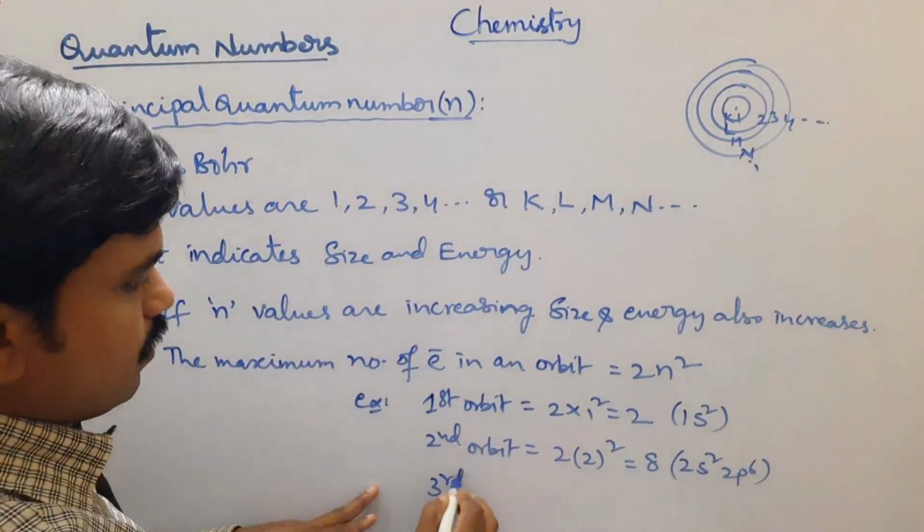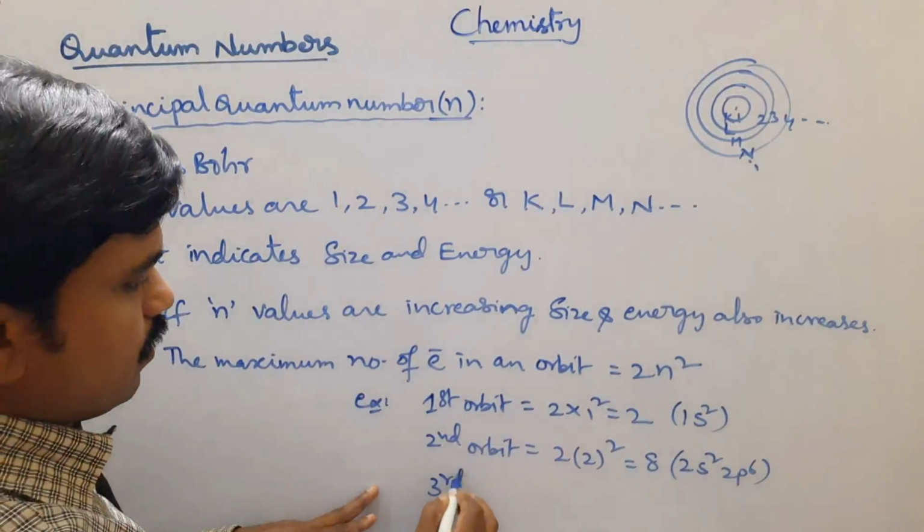The maximum number of electrons that can be present in third orbit, 2 into 3 square. 3 3s are 9, 9 2s are 18 electrons. It is 3s2, 3p6 and 3d10. In third orbit having 3s orbital, 3p orbital and 3d orbital. So total it is having 18 electrons and so on. So by using the 2n square formula we can calculate the maximum number of electrons in any orbit.